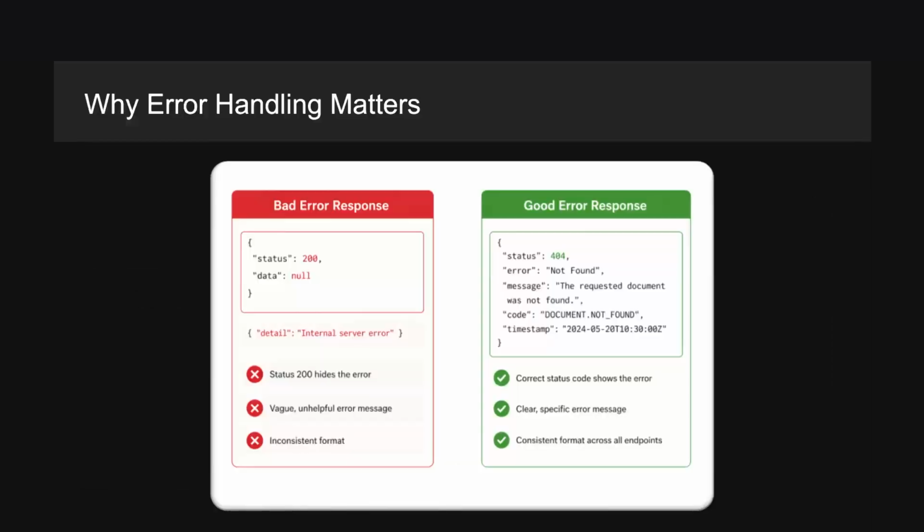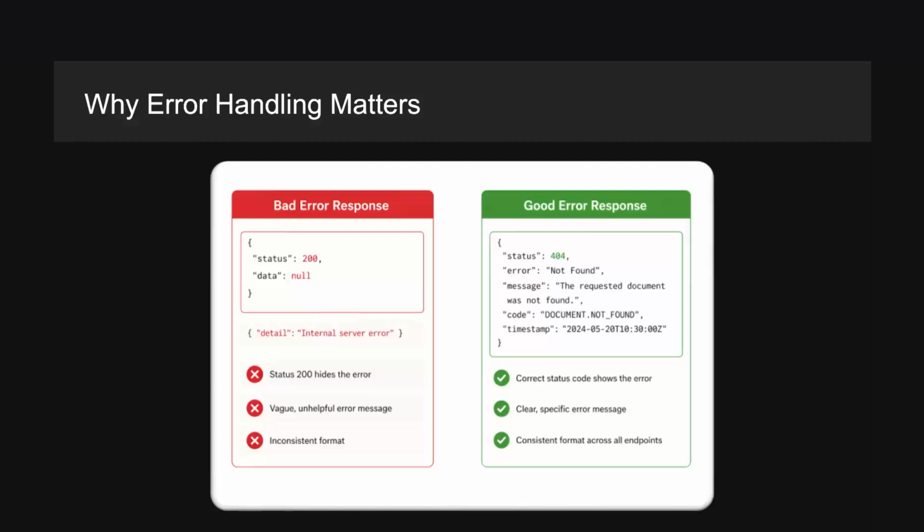Let's get into it. Here's something that trips up a lot of developers. They focus entirely on making the happy path work and completely ignore what happens when things break. Look at the two examples on the screen. On the left, a bad error, either a 200 with null data or a generic internal server error. That tells the caller absolutely nothing.